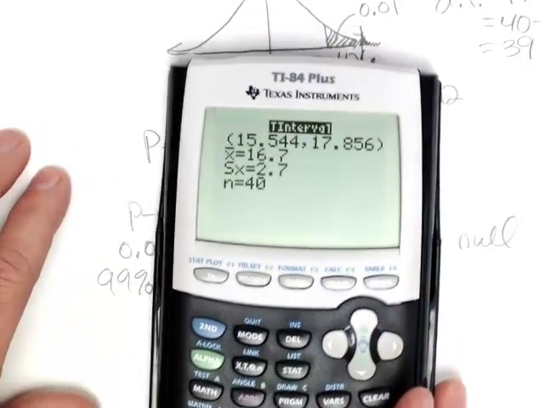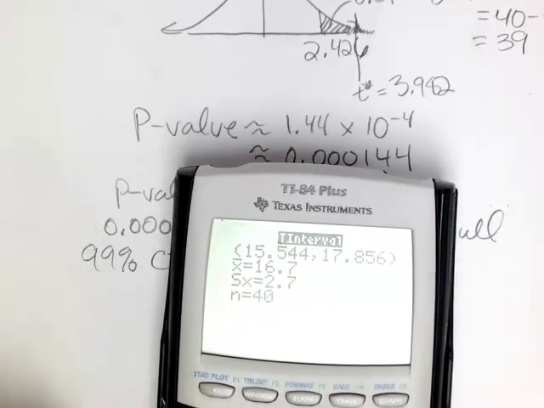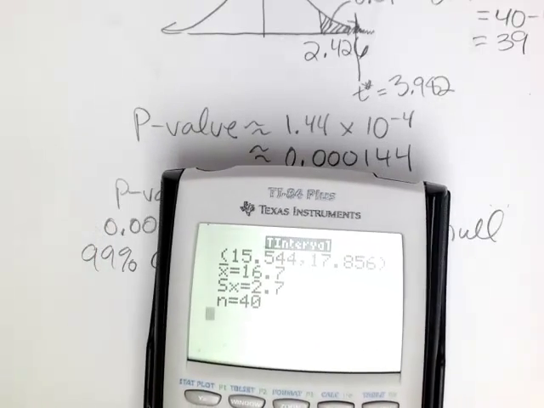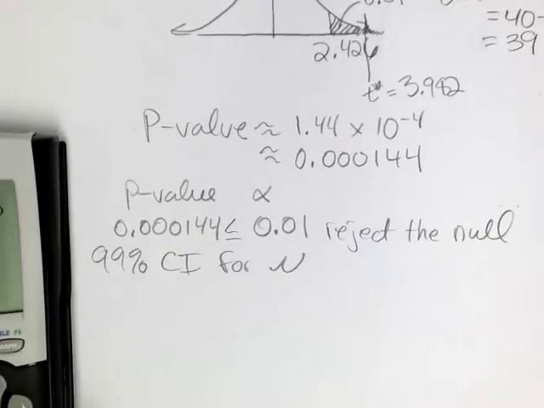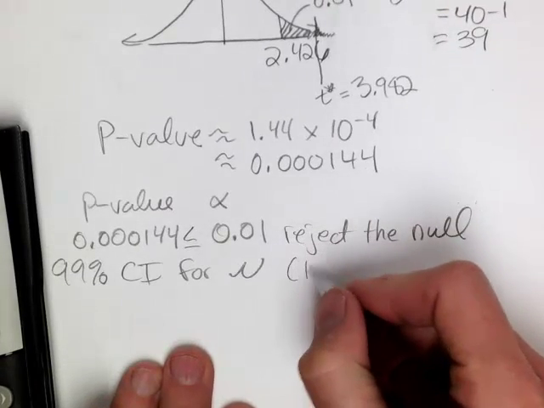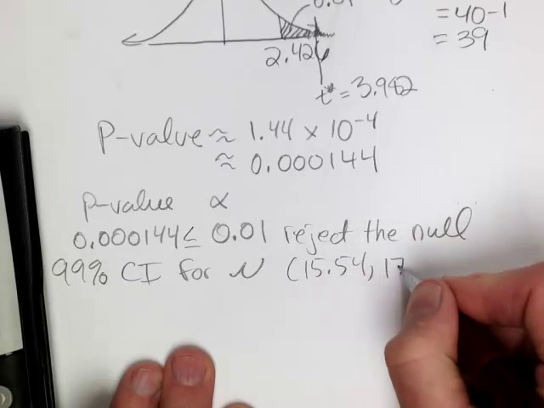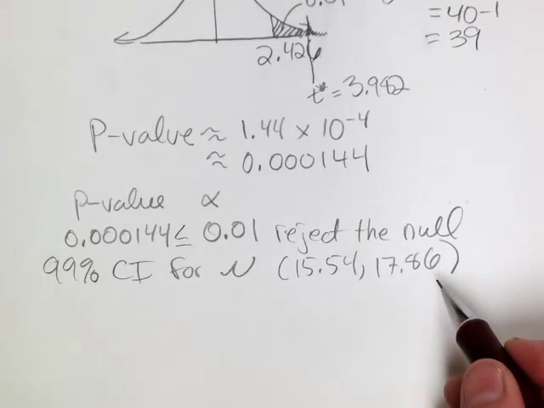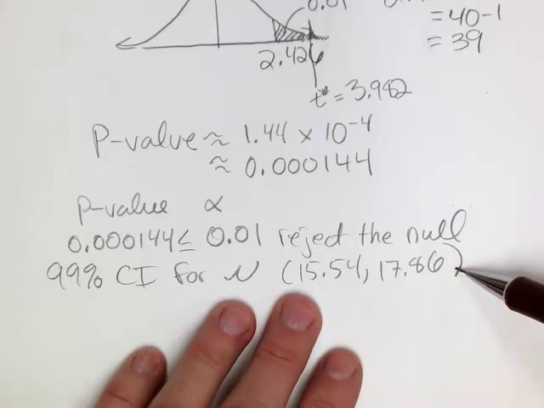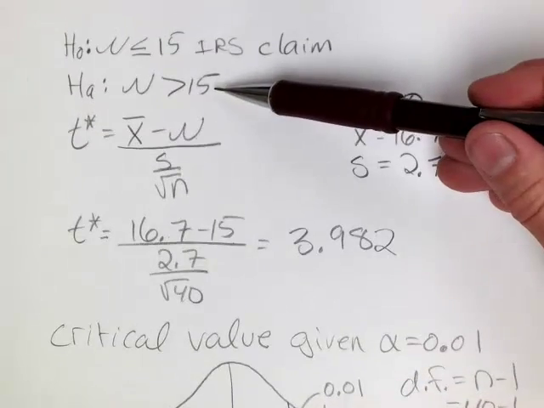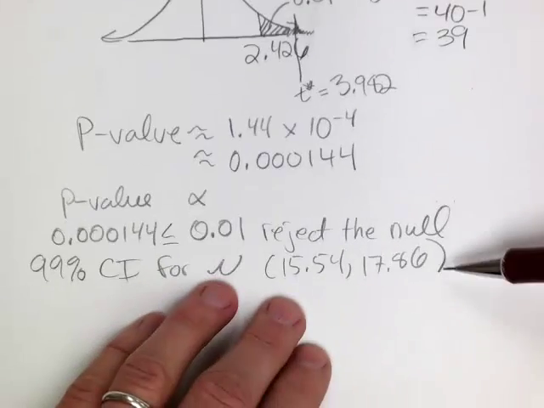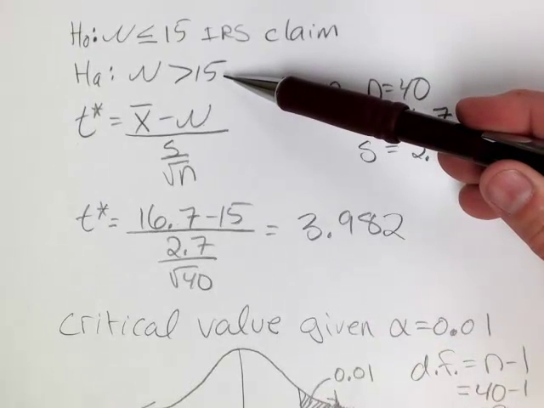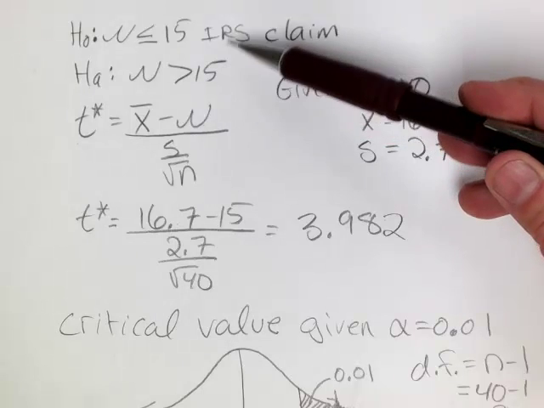Okay, so looking at our confidence interval limits, they go from about 15.54 up to 17.86. Okay, so let me write that down. Okay, I've got 15.54 up to 17.86. Okay, this is a range of values likely to contain the true parameter. So looking at this confidence interval and going back and looking at the alternative, this confidence interval has values that are definitely above 15. So this confidence interval is supporting the decision to reject the null.